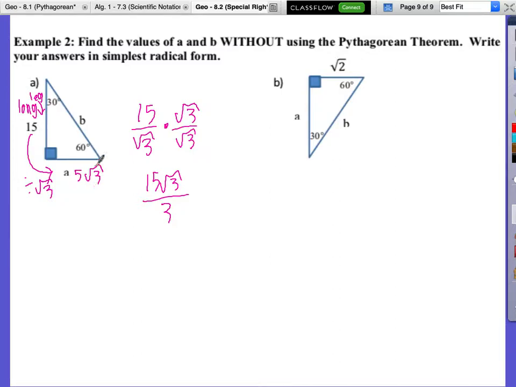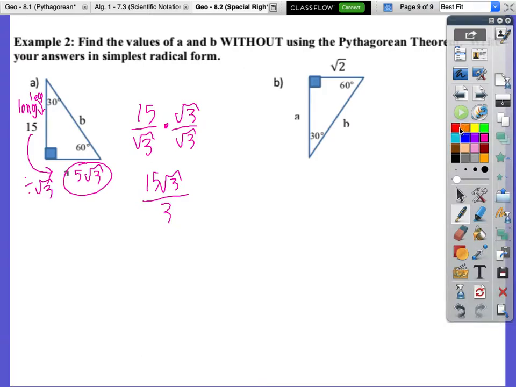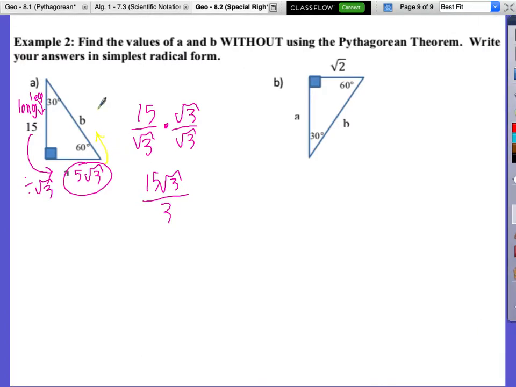So that's A. And now how can we find B? Multiply that by 2. That one's a bit easier. So what's that going to be? 10 square root of 6? Not 10 square root of 6. If you do 5 square root of 3 times 2, you just multiply the numbers outside the radicals together. 10 square root of 3. So that would be our B. Our A is 5 square root of 3, and our B becomes 10 square root of 3.